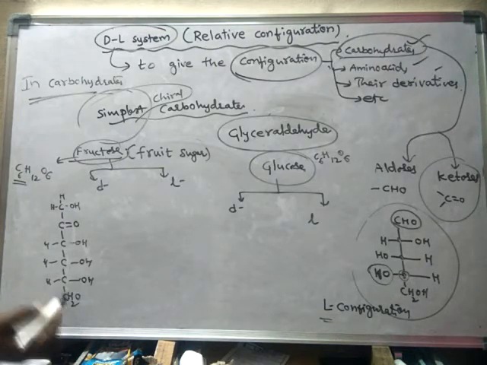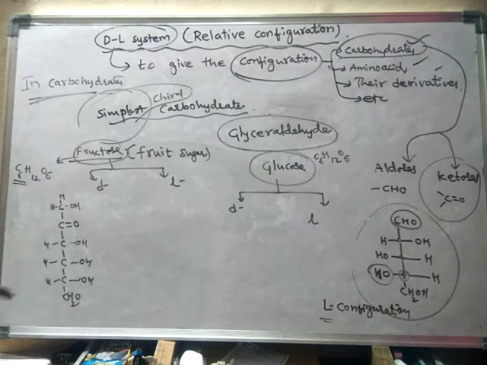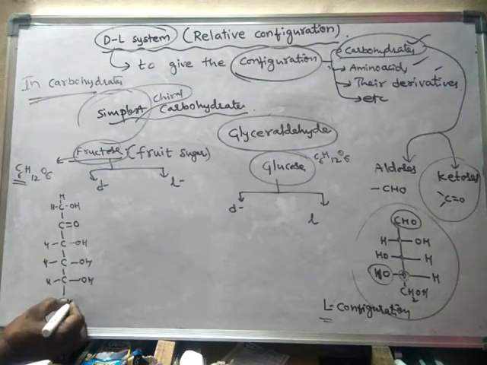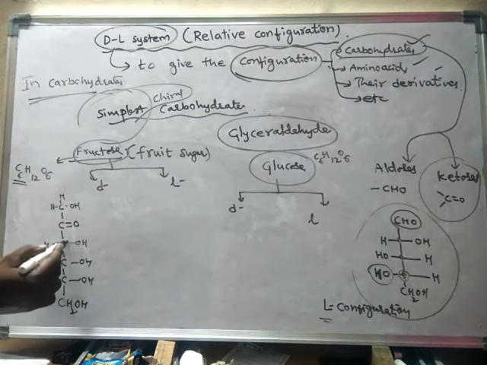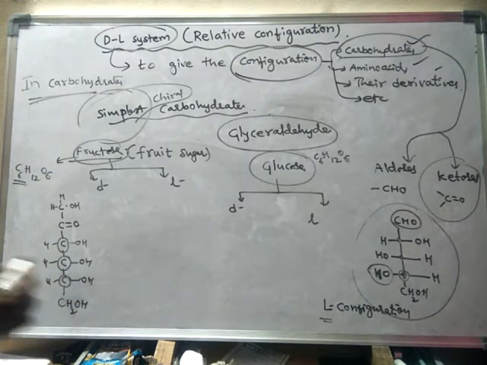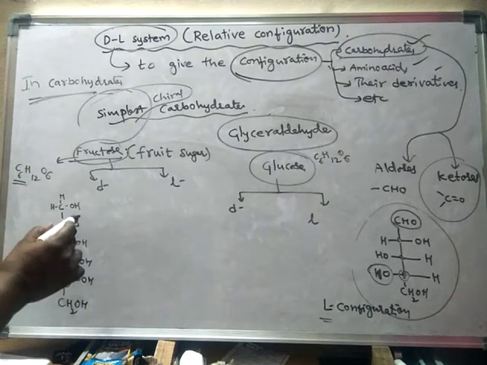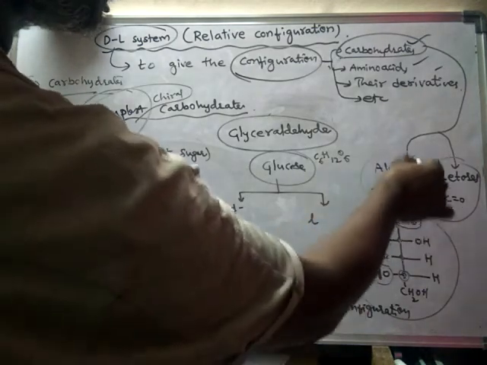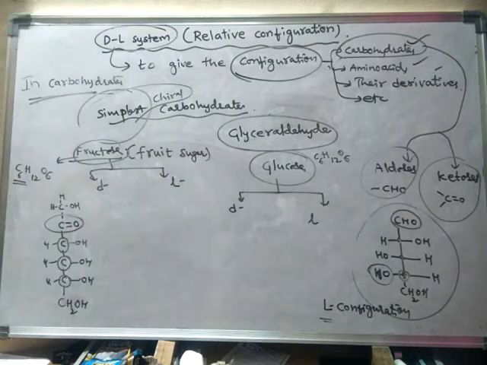This is not a chiral center, this is also not, and even this is not. So there are three chiral centers present in it. How many chiral centers are there? Three. This is one chiral center, this is another chiral center, and the third chiral center is this one. Which chiral center is far away from this functional group? Either from this functional group or from that one, we have to count which chiral center is far away.